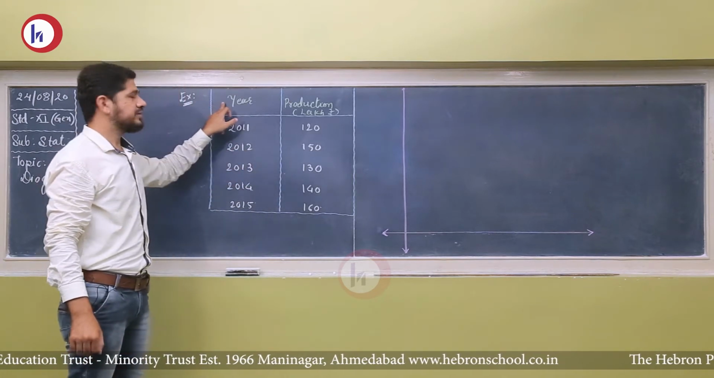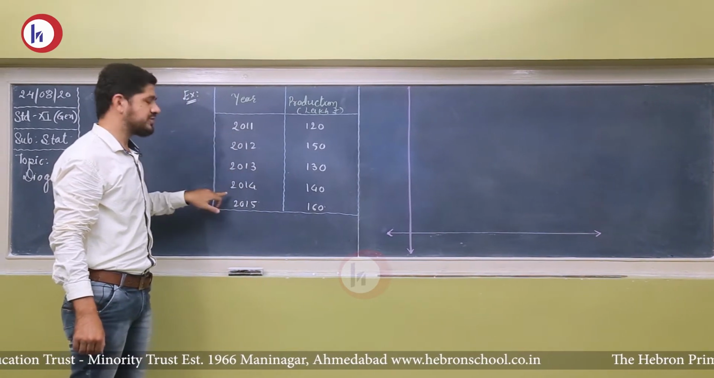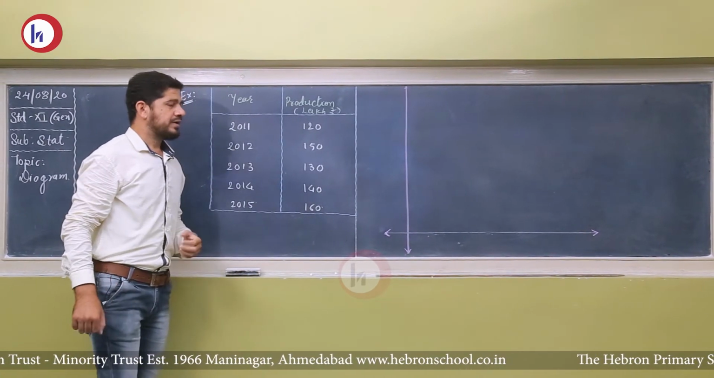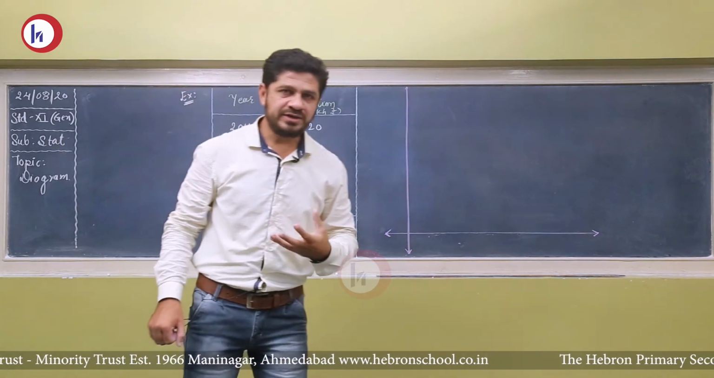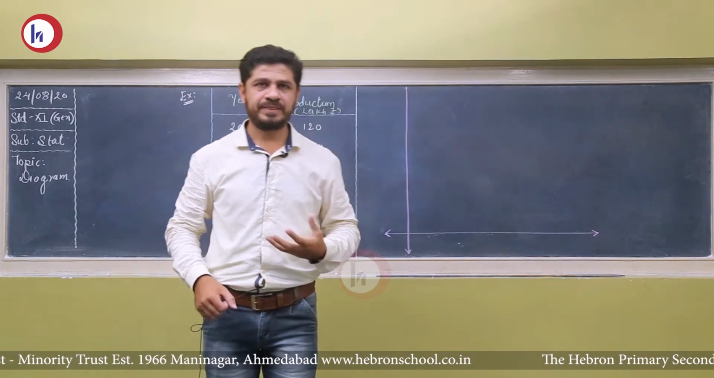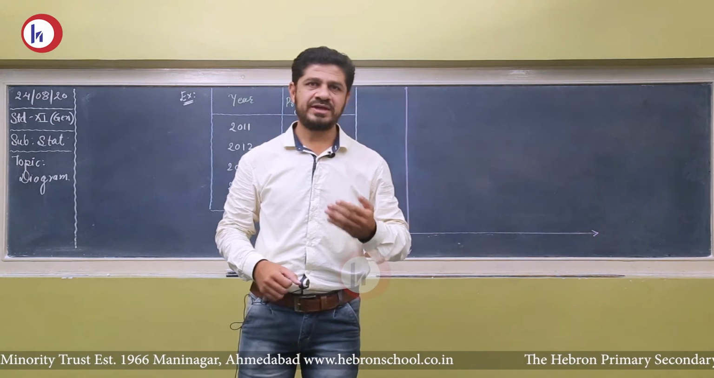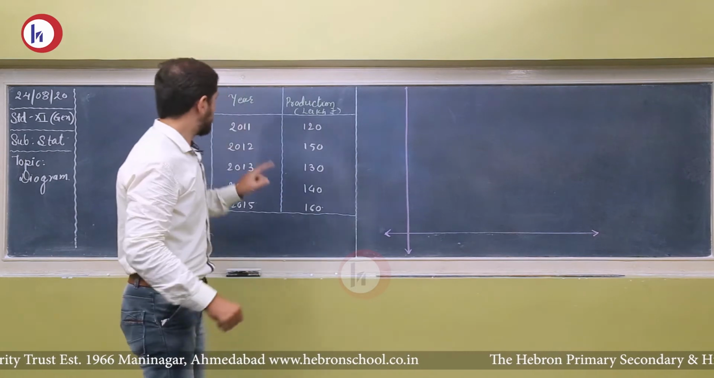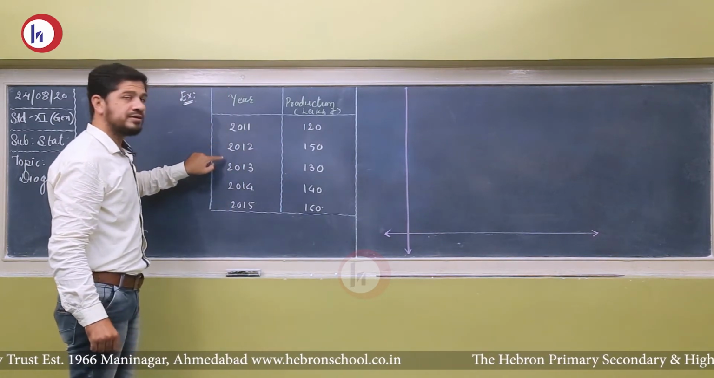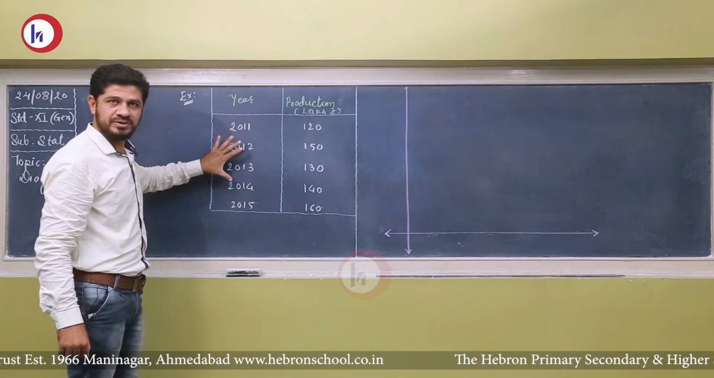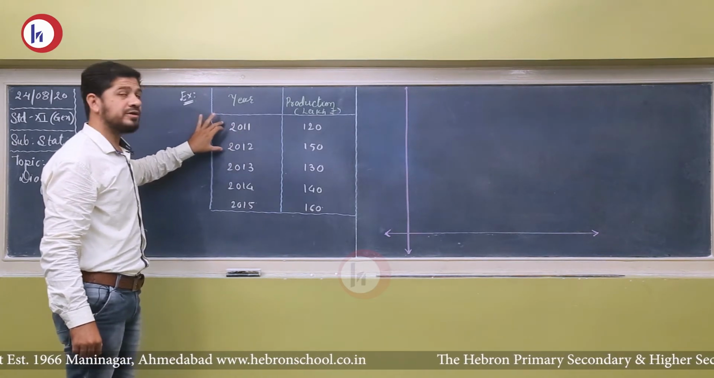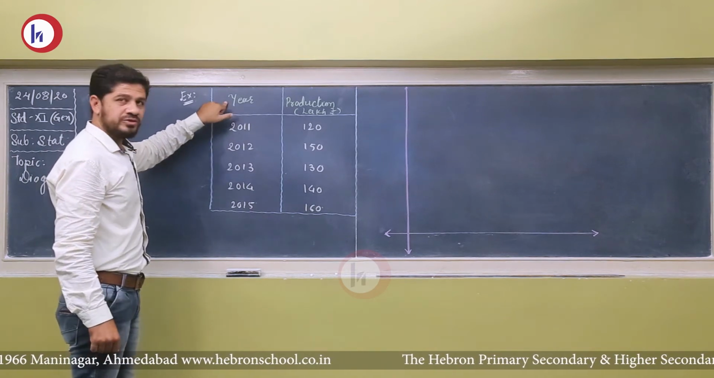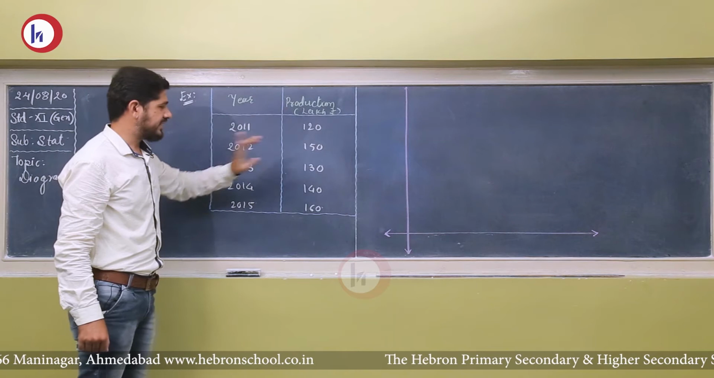Now students, you can see the number of years from 2011 to 2015 and the production in lakhs in different years. As I told earlier, if the data represents time, we do not need to arrange them in ascending or descending order. Now this data is representing the time of the last 5 years, so we will not arrange them in ascending or descending order. So years on the x-axis and production on the y-axis.